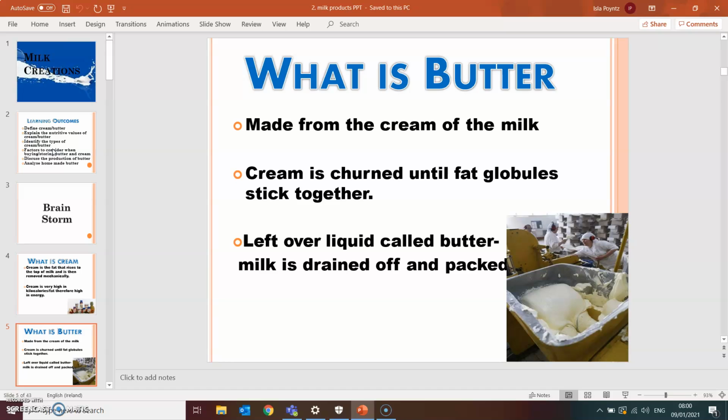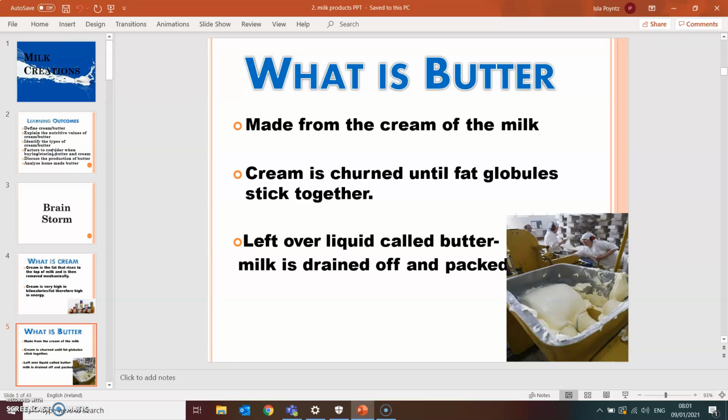Okay, and then just looking at butter, then we're bringing the two along together. It's made from the cream of the milk again. So it's that cream that's at the top, the fat that's at the top of the milk is what's used to make the cream, and now the butter as well. So it's churned, okay, and the fat globules stick together when it's churned, and that's what makes your butter. Really, there are two ingredients in butter, and that is cream and salt, okay.